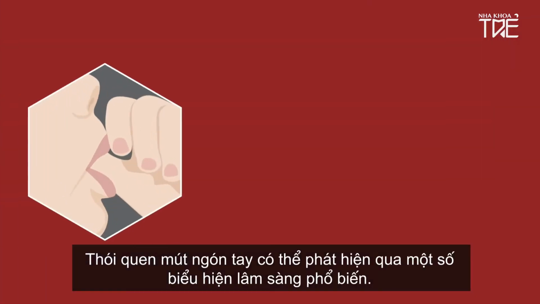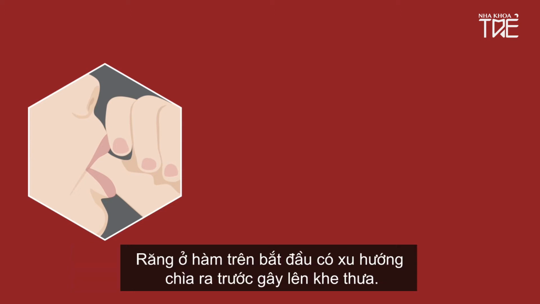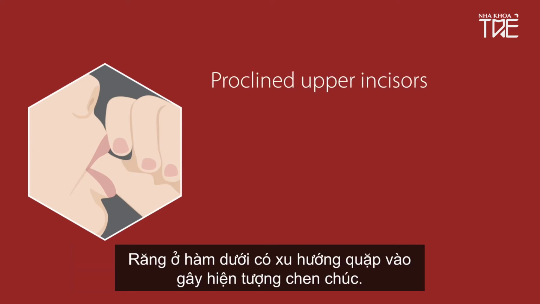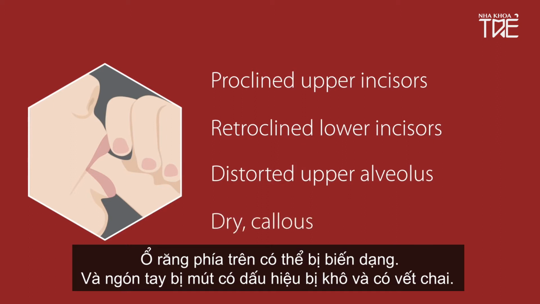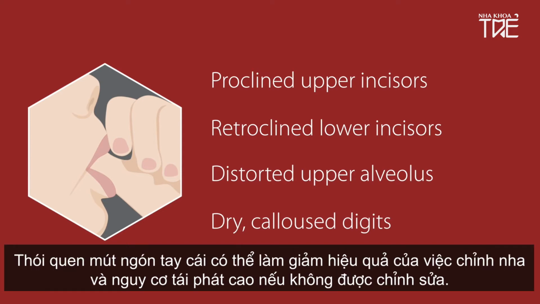Thumb, or finger sucking, manifests itself in some common clinical findings. The upper incisors are proclined, causing spacing. The lower incisors are retroclined, causing crowding. The upper alveolus may be distorted, and the thumb or finger involved may have dry, chapped skin with a callus. Thumb sucking can undermine efforts to align the teeth and cause relapse if it persists in retention.